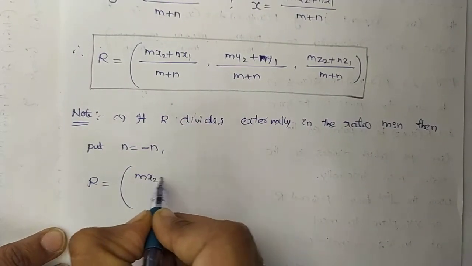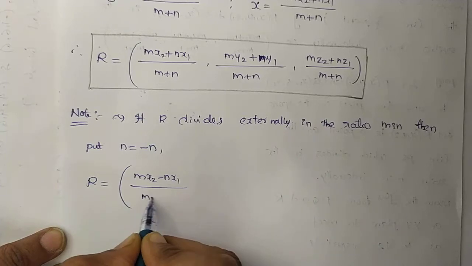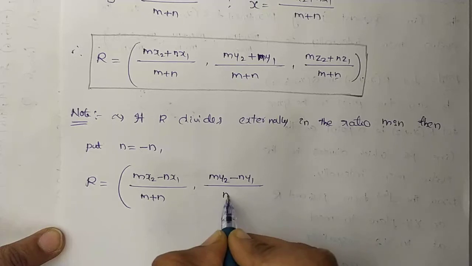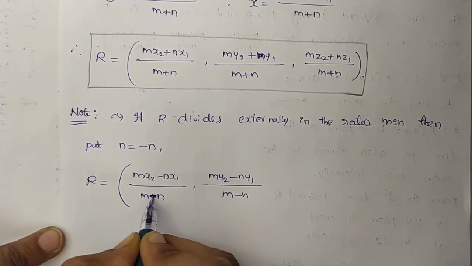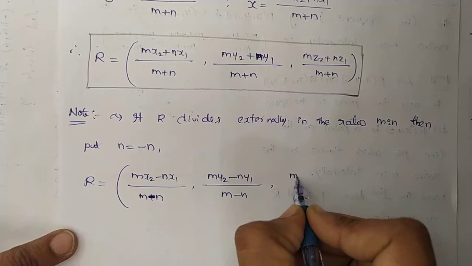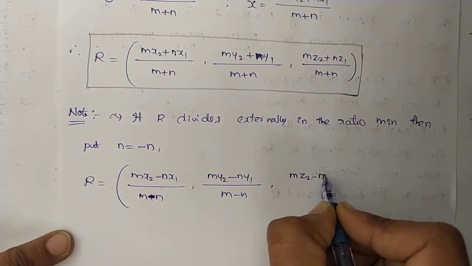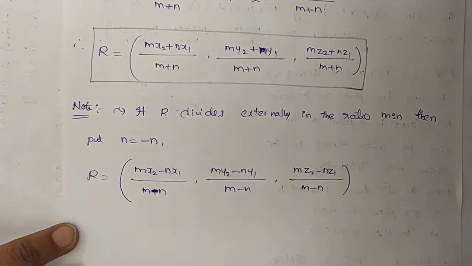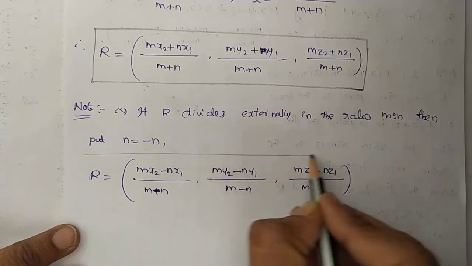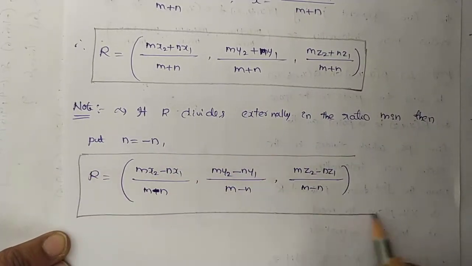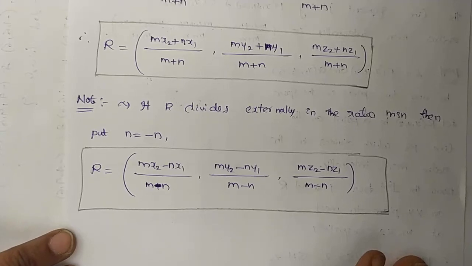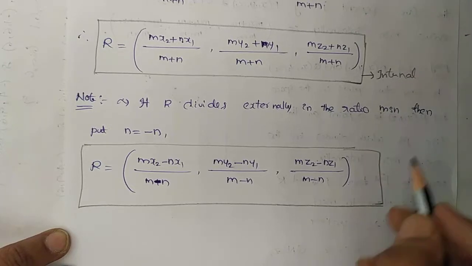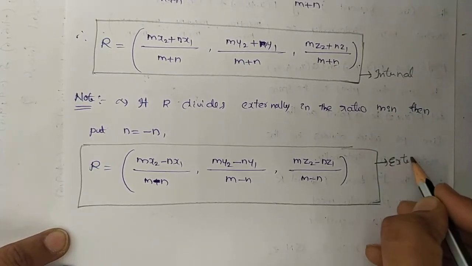So mx2 minus nx1 divided by m minus n, my2 minus ny1 divided by m minus n. It is not plus n, it is m minus n. Next, mz2 minus nz1 divided by m minus n. Hence, this is the formula to find the coordinates of R which divides externally in the ratio m is to n. This is the internal case. This is the external case.